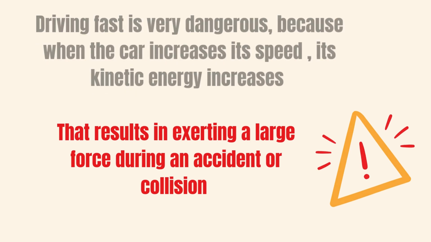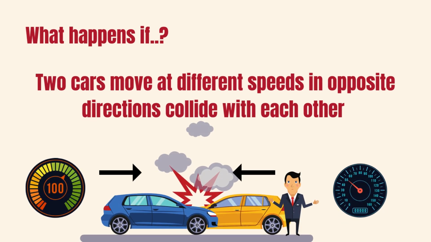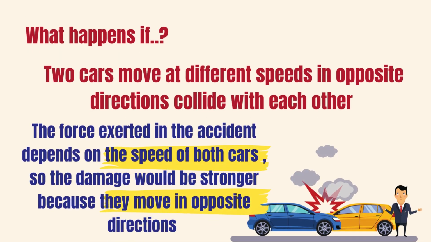Here we will see a collision between two objects that have different speeds, but are in opposite directions to each other, okay, like those cars. So what happens if two cars moving at different speeds in opposite directions collide with each other? Here, this will cause more damage. And why? Because the force exerted in the accident depends on the speed of both cars. So the damage will be stronger because they move in opposite directions. As they move in opposite directions, the force exerted will be more and it will cause more damage.